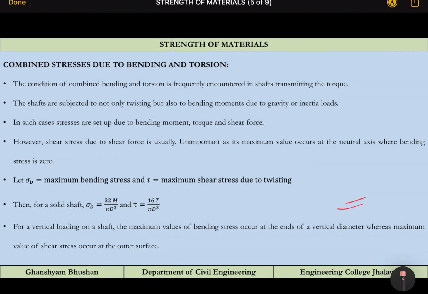The condition of combined bending and torsion is frequently encountered in shafts transmitting torque. So it is quite common, and we have to check for this condition also.